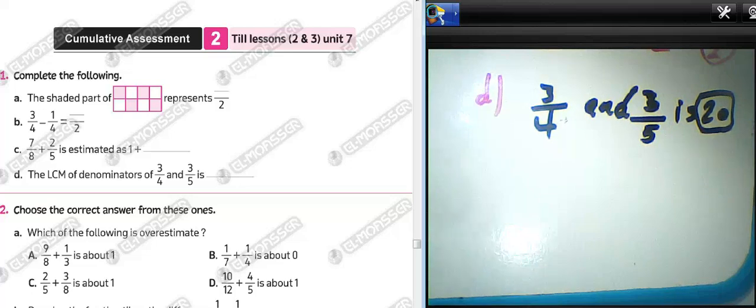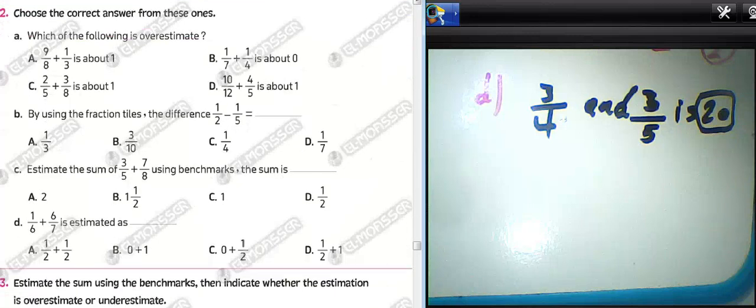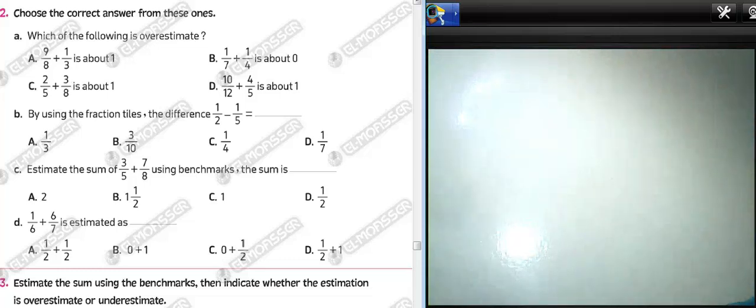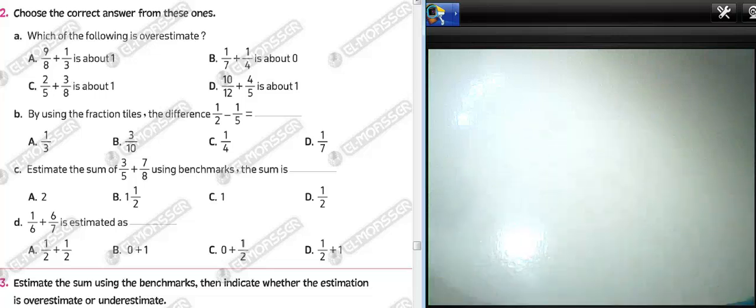Look with me at question number 2 here. Choose the correct answer from these. Which of the following is an overestimate? He gave us estimates and asked about overestimate. What is the meaning of overestimate? Overestimate is an estimation more than the actual number.